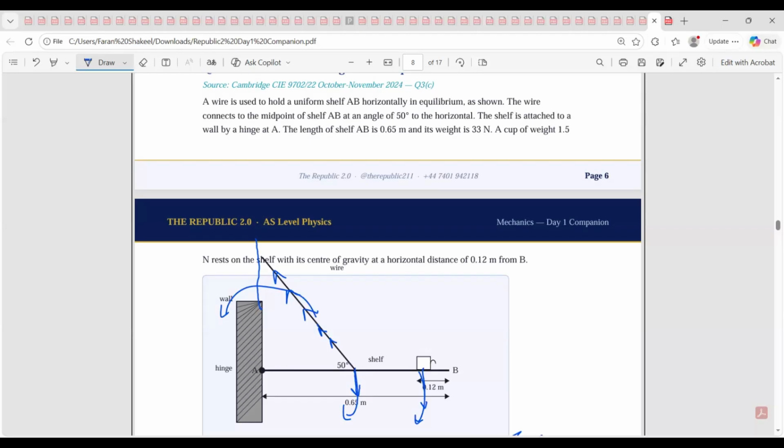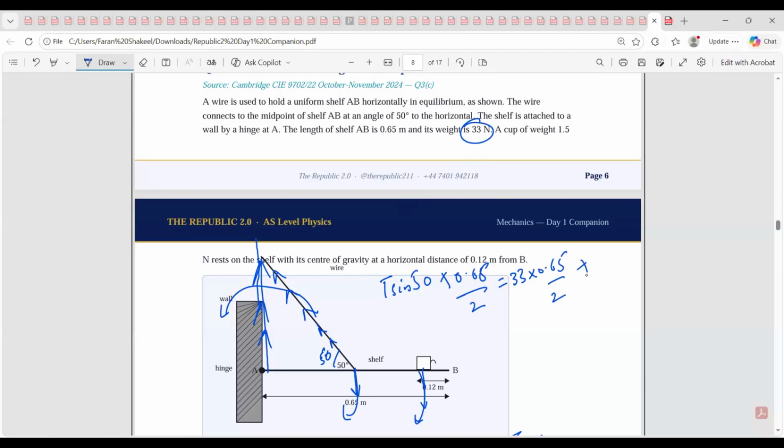Now, what we're going to do, we've got this angle 50 over here. The moment due to the tension is going to be T. I need which component of tension from here? The perpendicular component, right? And this is going to be sine 50. So T sine 50, the distance of this point from the A is going to be half of 0.65, whatever it is, right? And I'm going to equate it to the weight of the rod. What is the weight of the rod now? 33 newtons, right? So 33 times 0.65 divided by 2 as well.